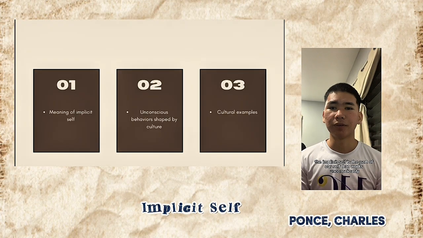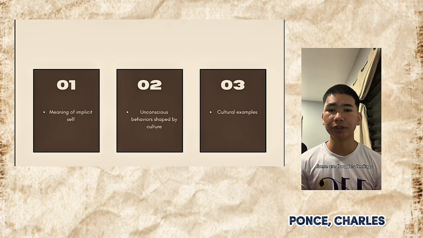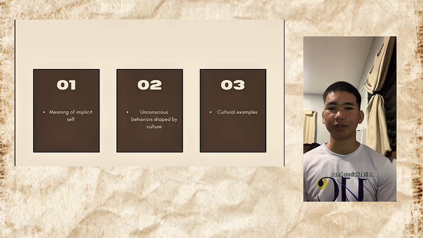The implicit self is a part of ourselves that works unconsciously. It's our thoughts, feelings, and behaviors that happen automatically without us thinking about them. We don't plan these actions because they are already learned through experience. Many of our unconscious behaviors are shaped by culture and socialization.